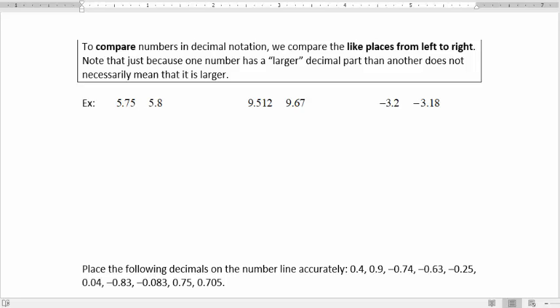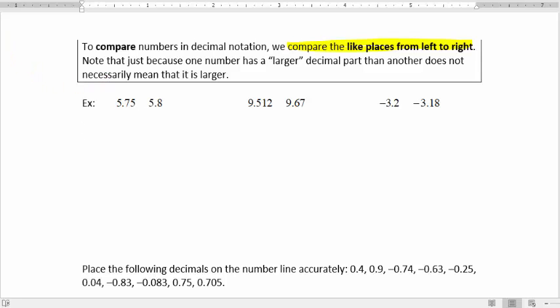All right, we looked at rounding the decimals. Now we can also look at comparing the decimals and then placing them on number lines. Okay, so when you're comparing decimals, when you're determining which is greater, you're going to compare like places. So you compare the like places from left to right.